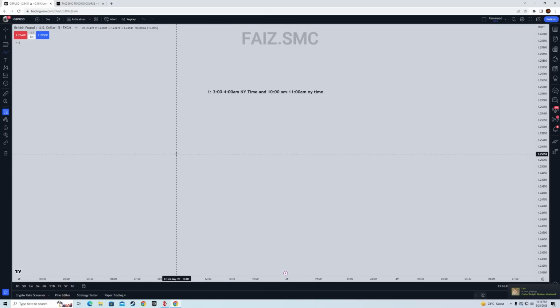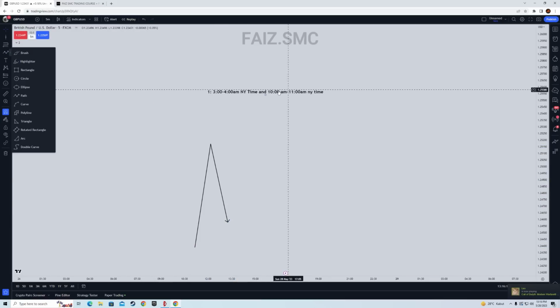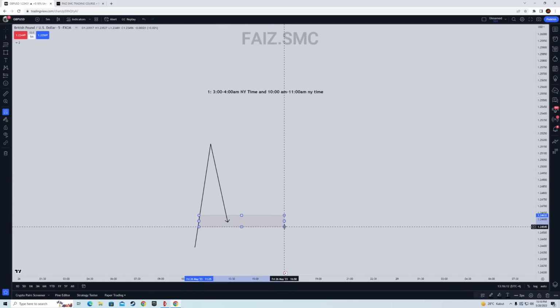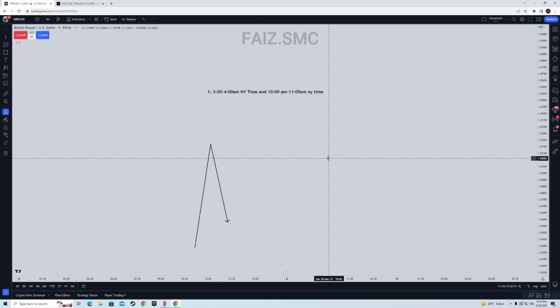So as you know, a lot of people teach you that you take your entry from the fair value gap during the silver bullet timings and that it works, but I have found a better way. Okay, and trust me, it works. I have back tested, I have forward tested, and it works.